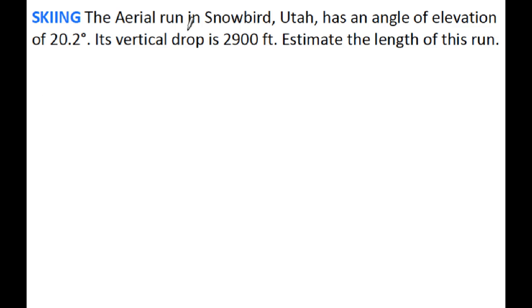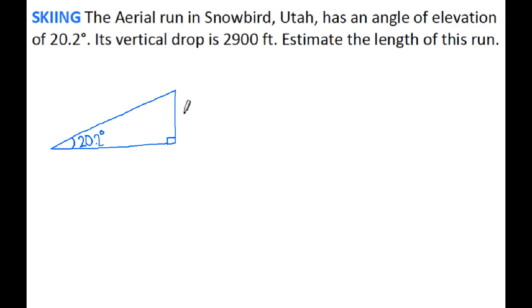So the aerial run in Snowbird, Utah has an angle of elevation of 20.2 degrees. Its vertical drop is 2,900 feet. Estimate the length of this run. So we have people skiing. Angle of elevation starts at the horizontal and goes up. So this right here is your angle of elevation, and we know that that is 20.2 degrees.